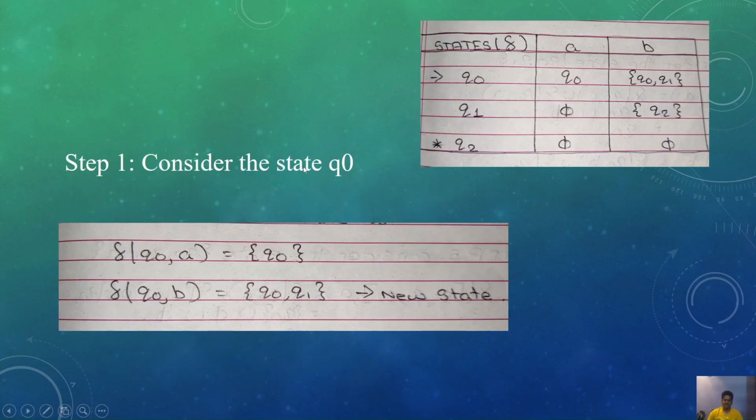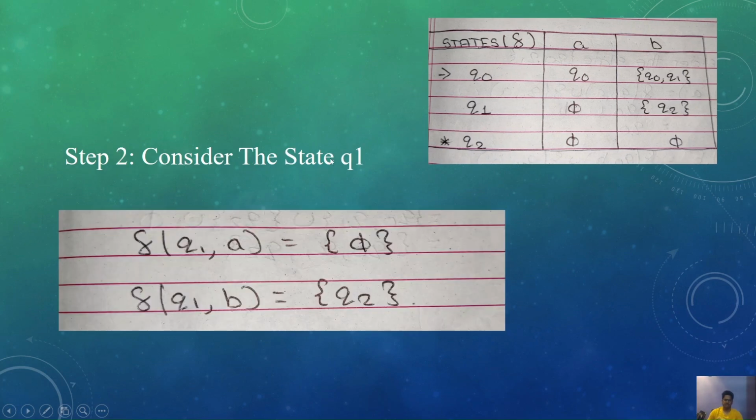So now let's consider the state Q0. Epsilon closure of Q0 comma A is Q0 from the table. Epsilon closure of Q0 comma B is equal to Q0, Q1.